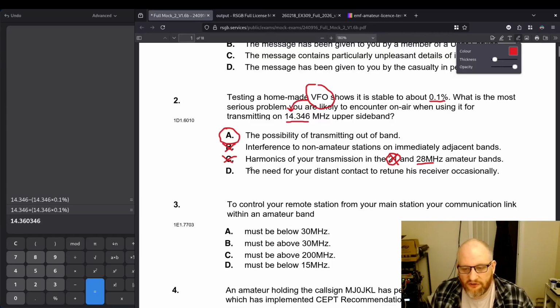And D, the need for your distant contact to retune his receiver occasionally. Well, that might be quite annoying for your distant contact, but as long as you're staying within the amateur band, that's not really much of an issue, so we can also scrub that one out as well.